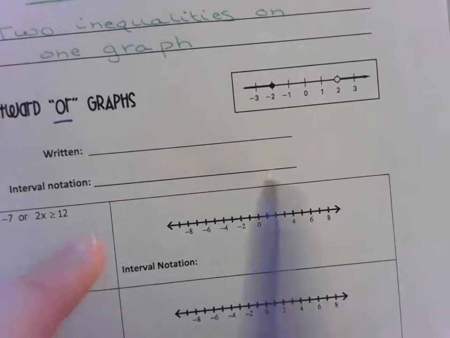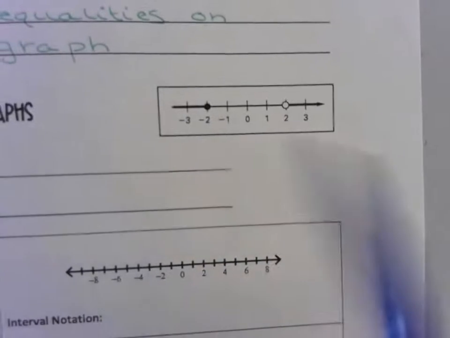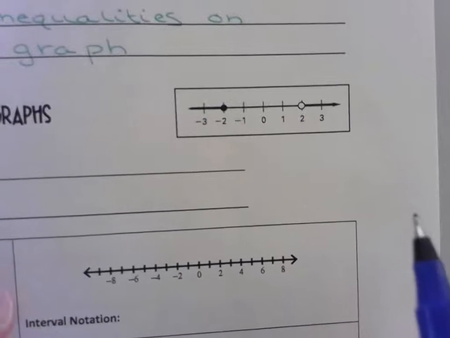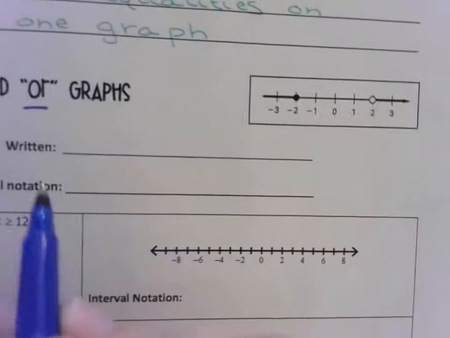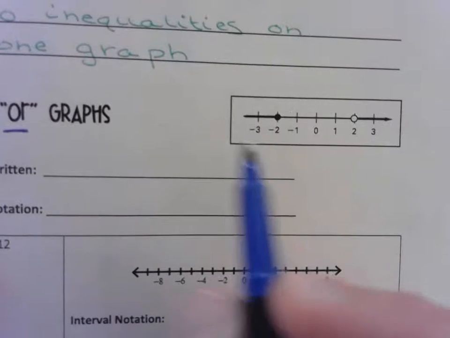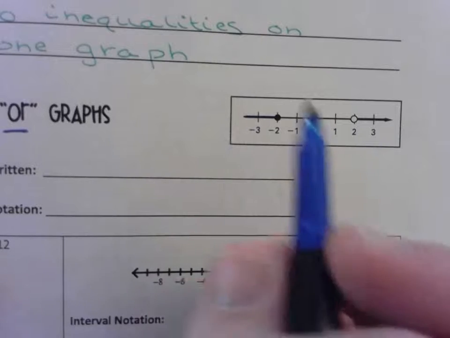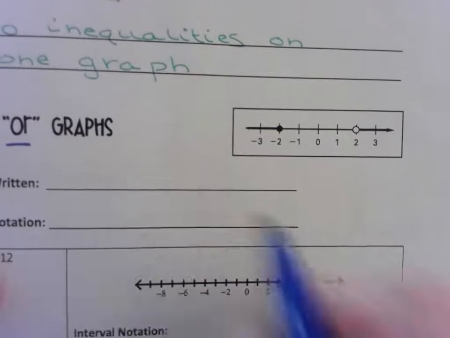Okay? Let's write this. So if I give you the graph, there are 2 inequalities. What would one inequality be for this number line? Nope. We're writing it out. We're not using interval notation. We want to write it out. So what would one inequality look like for this graph? The one on the left. What would the one on the left look like?